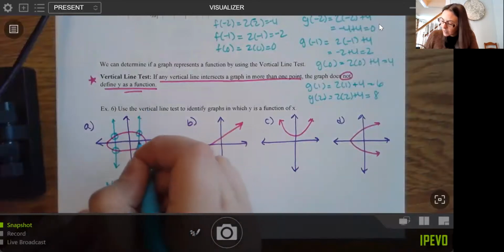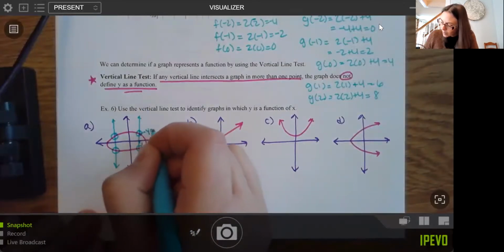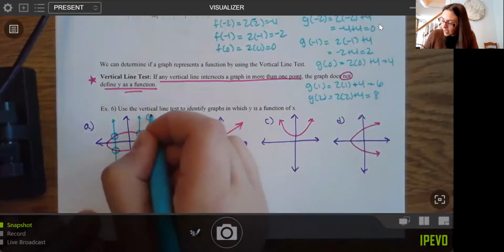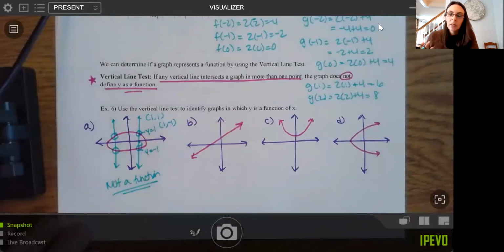For instance, let's say this is the value x equals 1. Maybe this is the value y equals 1, and this is the value y equals -1. What happens is you're seeing that the same x value is going to 2 different y values. So it's still the same definition: that x value is repeating, it's going to different y values, so it's not a function.